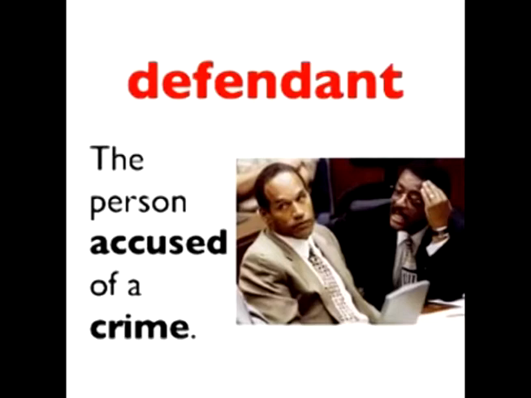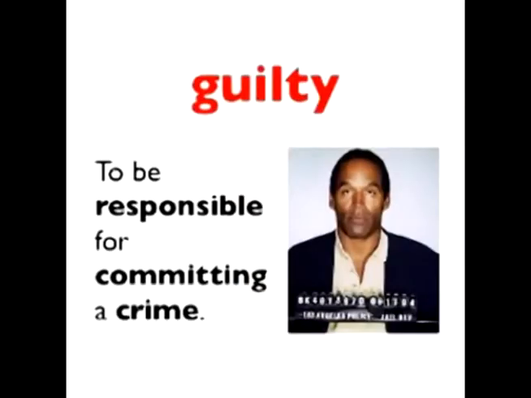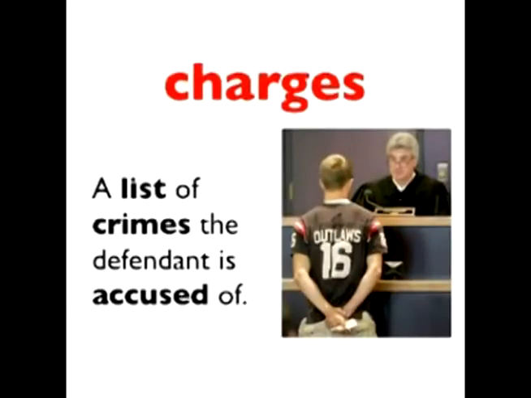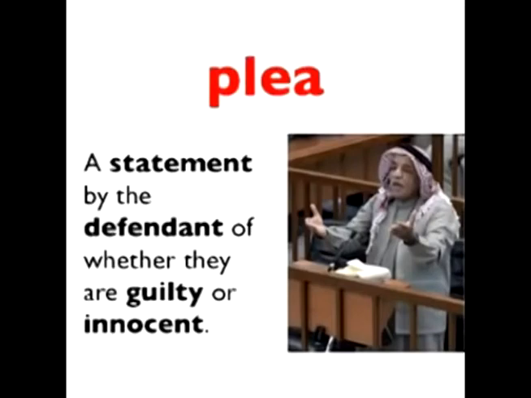If the defendant is found guilty, it means it has been proven that he or she committed the crime. And if they are found innocent, then they have not done anything wrong. At the beginning of a court case, the charges against the defendant will be read. The charges are a list of crimes the defendant has been accused of. The defendant or the defense lawyer will then enter a plea. A plea is a statement of whether they believe they are innocent or guilty of the charge.